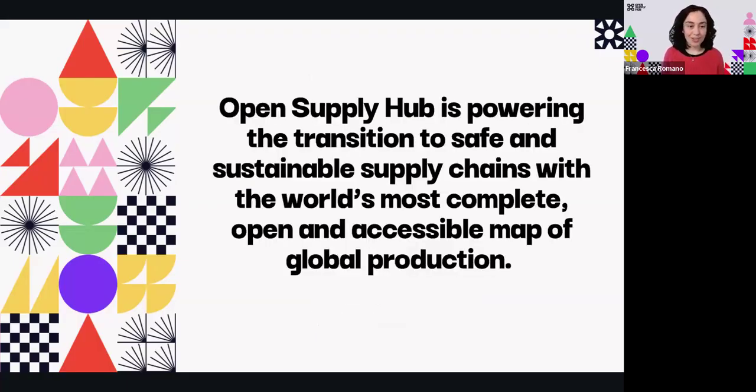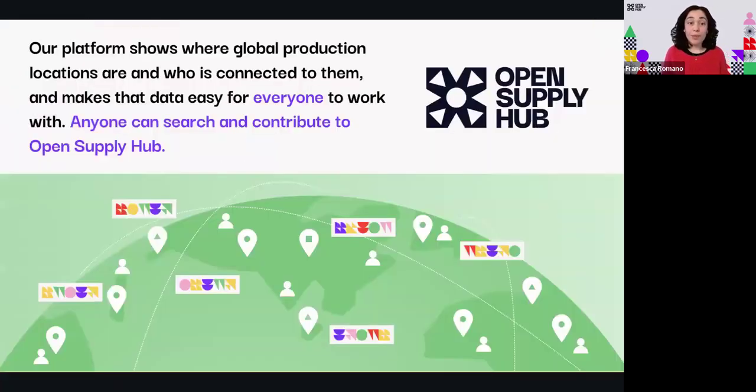So first, a quick introduction. Many of you probably already know Open Supply Hub and you work with us. We are a nonprofit organization which is powering the transition to safe and sustainable supply chains with the world's most complete, open, and accessible map of global production. Our platform shows where global production locations are and also who is connected to them. Our data is also available to anyone to search and also to contribute to Open Supply Hub.